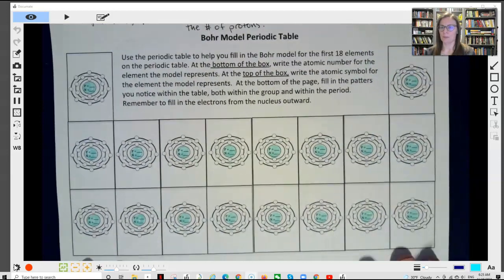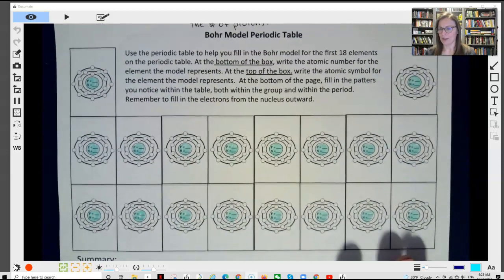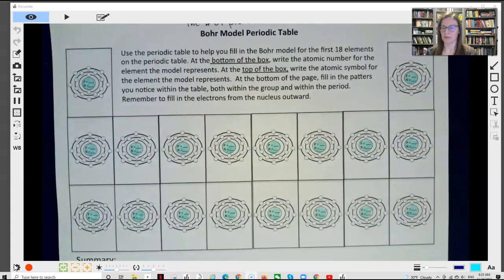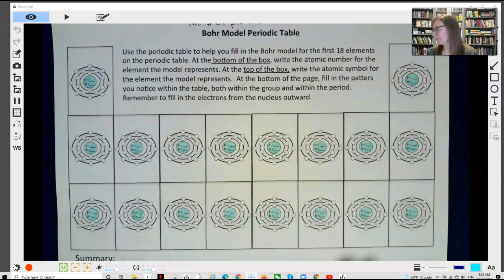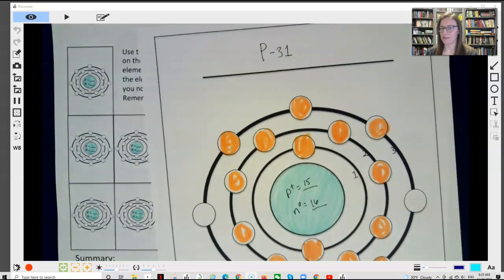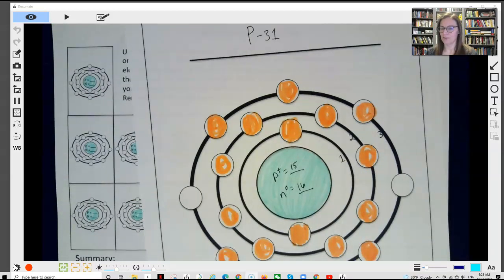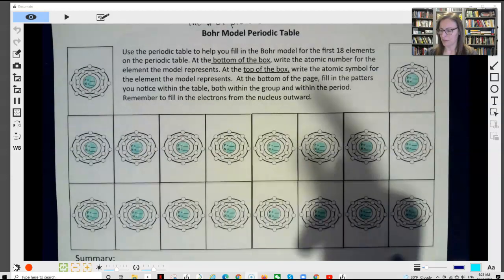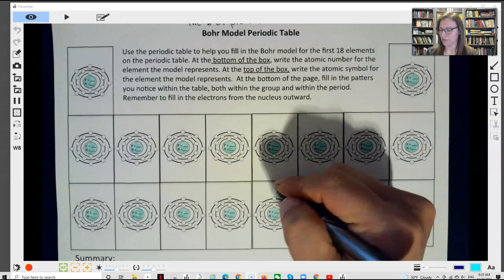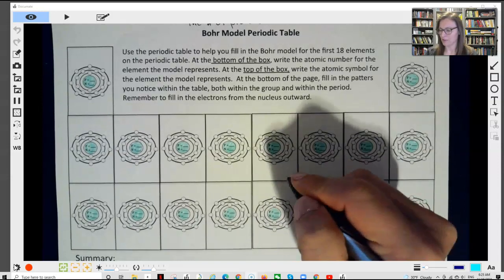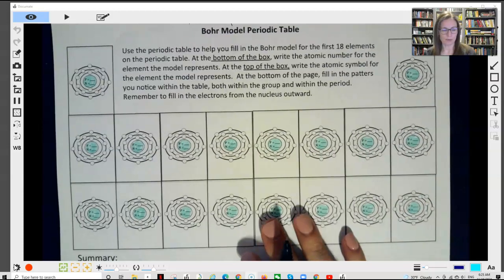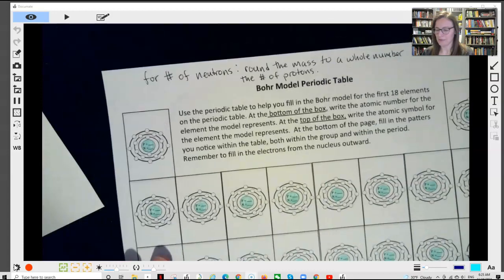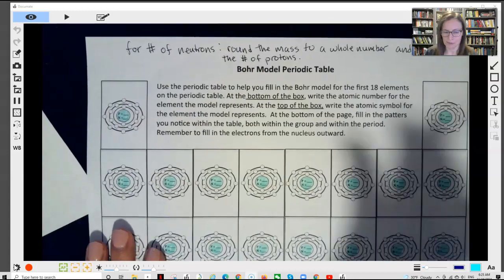Okay, so pause this, and I'm going to have you guys draw out all of your Bohr model diagrams for the first 18 elements. Remember, we did phosphorus together already, and that's going to be right here, right? Also, let's label all of these. Actually, I'll help you with the masses here. We'll write the element symbol and the mass number for each, okay?